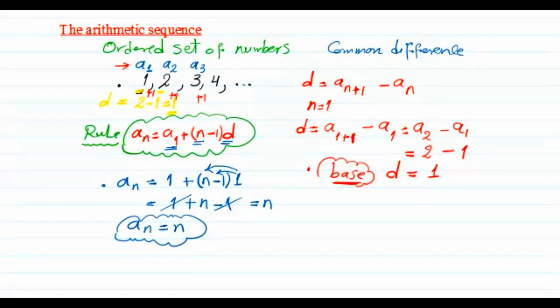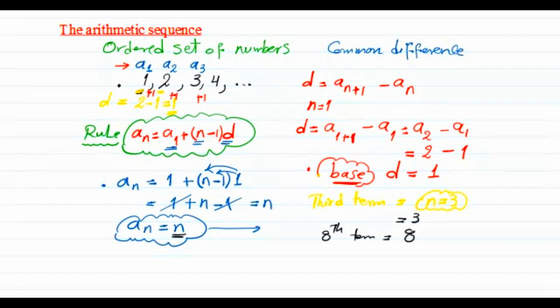An equals n. How to use this? We can find any term by using it. I want to find the third term. The third term means n equals 3. Substitute. If n equals 3, the third term equals 3. The eighth term? How to find the eighth term? It's going to be 8.